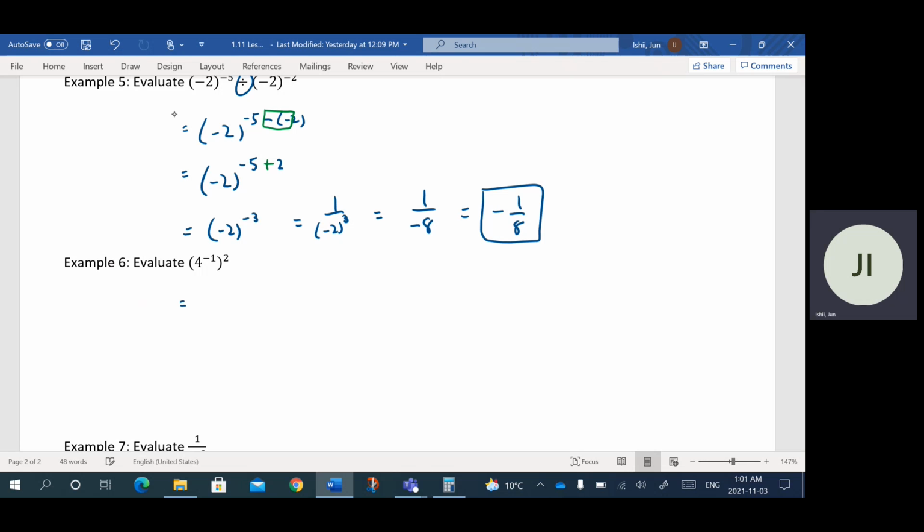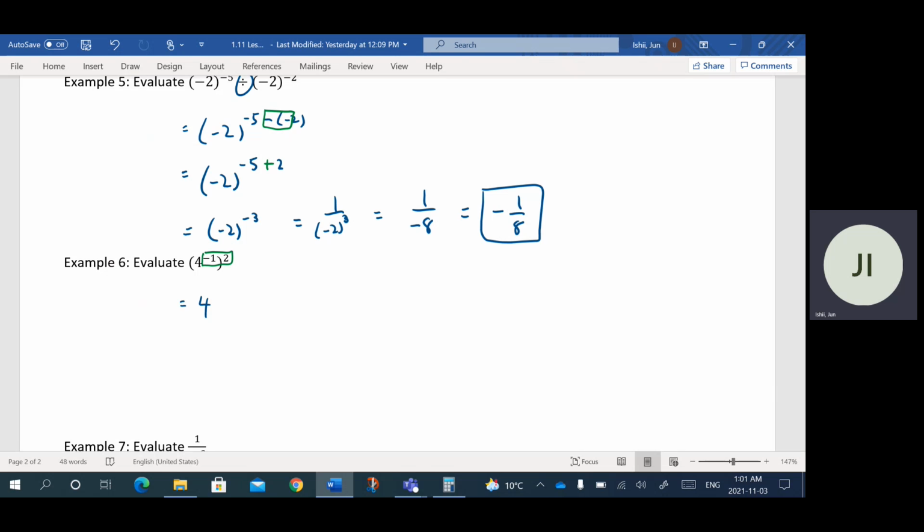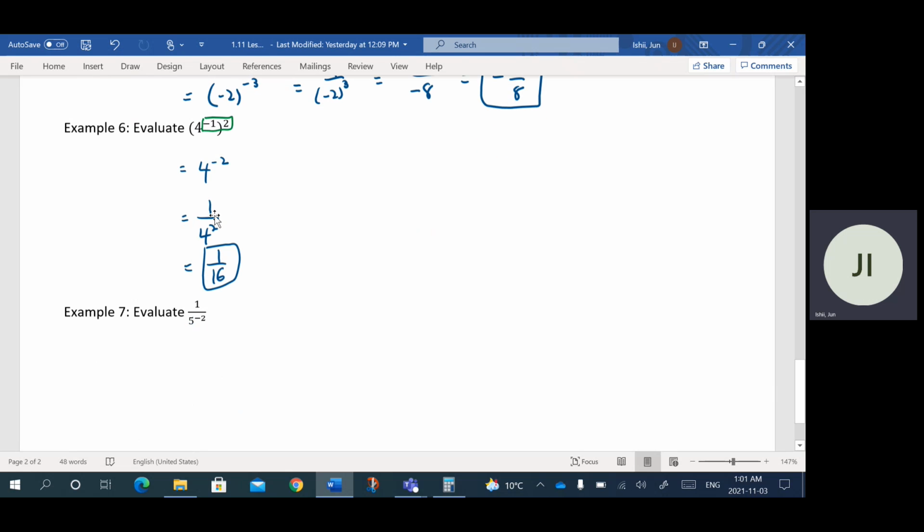The other exponent rule is that whenever you have an exponent outside of an exponent, we must multiply them together, right? So this is going to be 4, -1 times 2 is -2. So this is going to equal 4 to the -2. So when I have a negative exponent, I'm going to write it as 1 over the positive. That's 1 over 4 squared. It's going to equal 1 over 16. So 4 squared is 16. All right, so these are basically negative exponents, applying the exponent rules that we learned in the previous lesson.